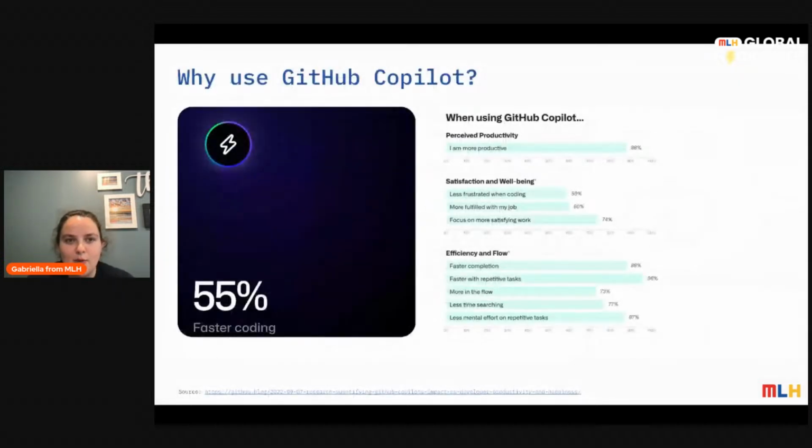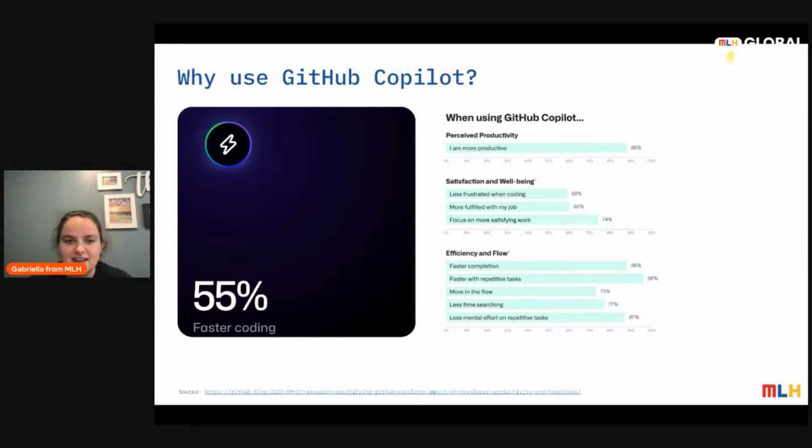So here's a little bit about why you should even use GitHub Copilot, what stats they have found on developers who have used GitHub Copilot, just a high level overview. 88% of developers feel they're more productive. Developers felt they were 55% faster at coding, more efficient, less frustrated, more fulfilled in their job. All great things. I personally relate to all of these when I'm working on hackathon projects or school projects.